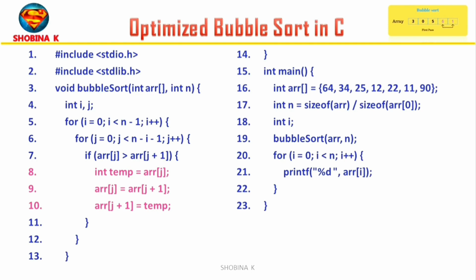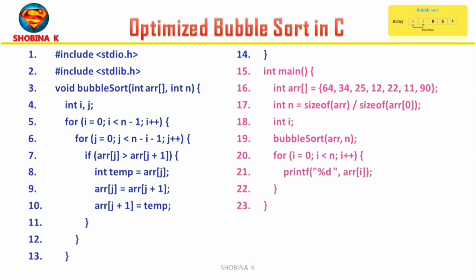And this part of the code is the main function of the program. Here we initialize an array of integers called ARR with some values. Then we calculate the size of the array by dividing the total size of the array by the size of each element. The program then calls a bubble sort function to sort the array in ascending order. Finally, the program prints out the sorted array using a for loop.